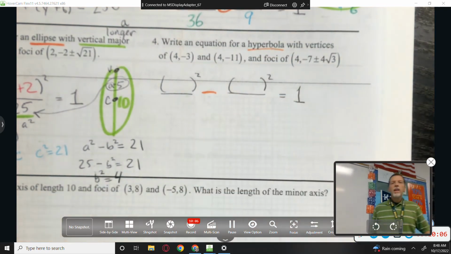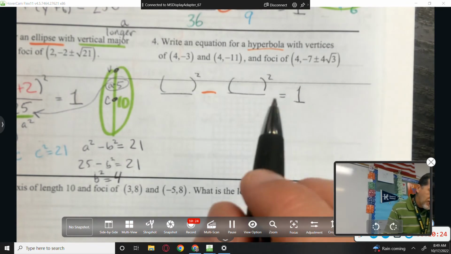I can't even put the x and y in first because whoever's first determines whether it's up or down. I don't know that yet. So, with the hyperbola, about all I can get is the basic format of this thing.